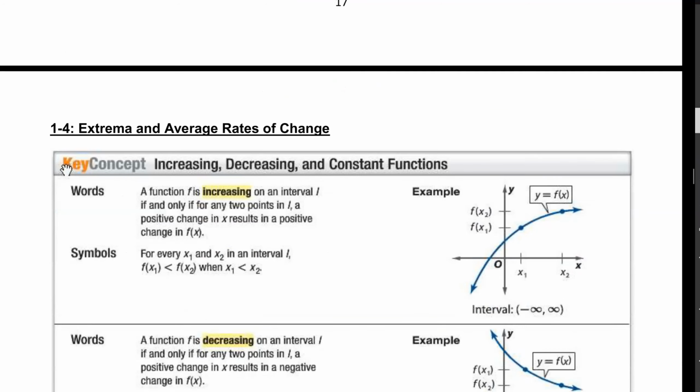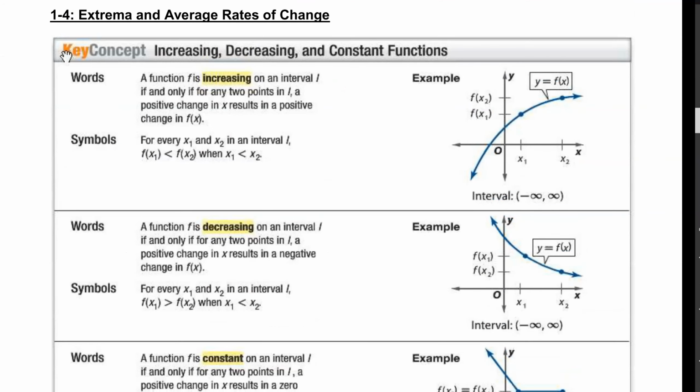Okay, so extrema and average rates of change. We'll cover this before the test, but I'm not going to put this on the test right now.